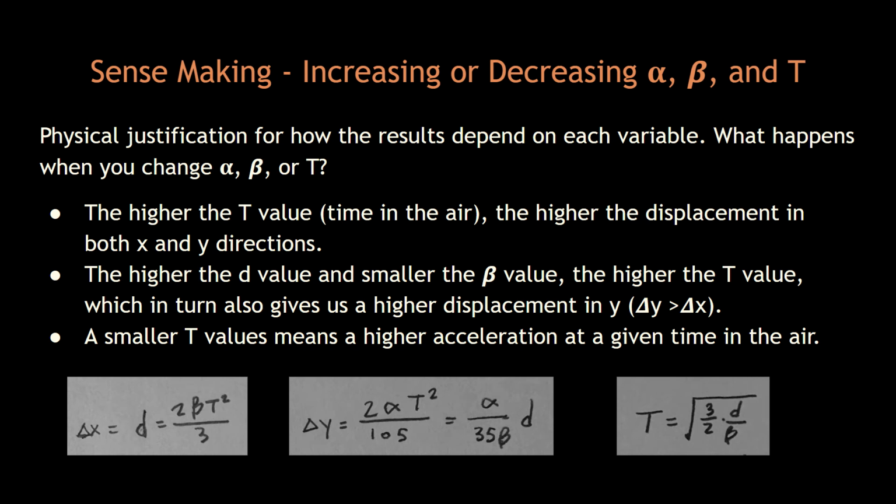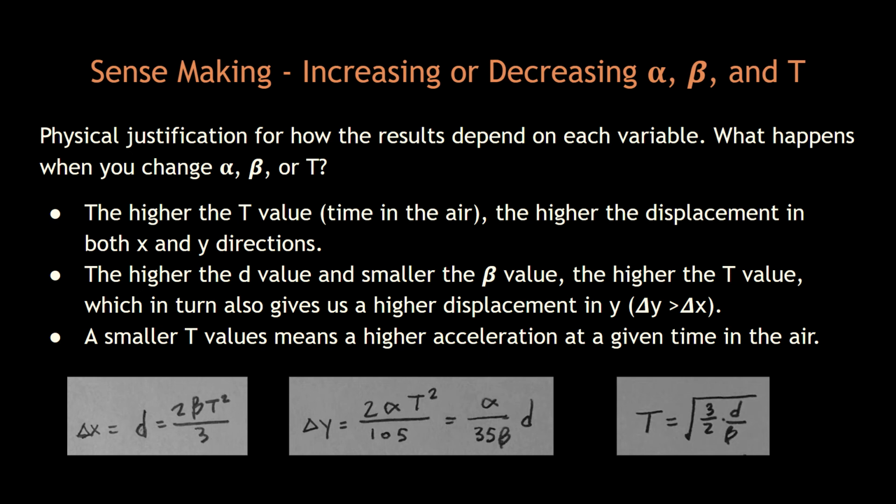When we increase or decrease our values of alpha, beta, and big T, we can start to see correlations when we have higher and lower values, as well as the positions of alpha, beta, and big T in the numerator or denominator. With big T being at the top of both the delta x and delta y equations requires higher displacement in both the x and y directions. Beta being in the denominator of both the big T and delta y equation shows that the smaller the beta value, the higher the big T value, which in turn also gives us a higher displacement in y. At a given time in the air, a smaller big T value would yield a higher instance of acceleration.